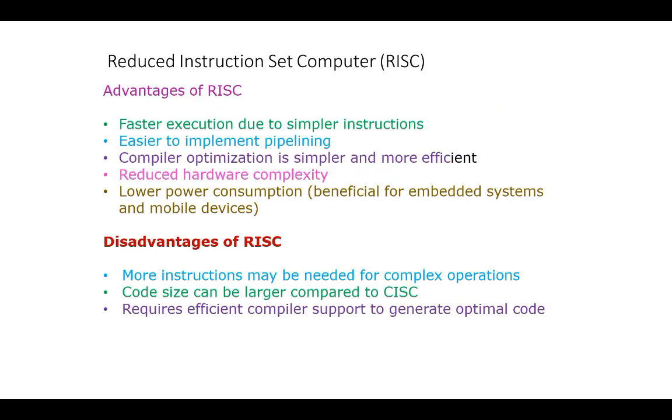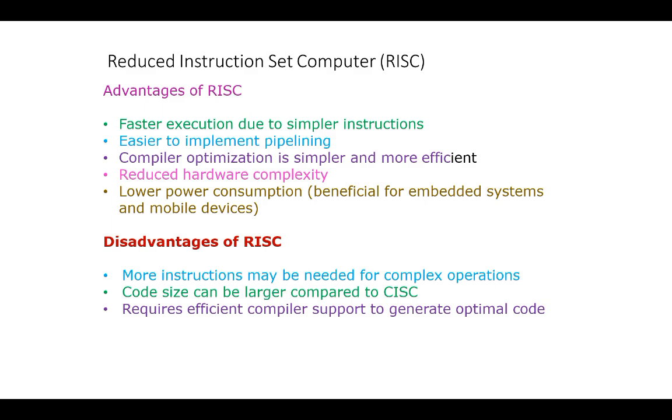These are some of the advantages and disadvantages. Advantages include faster execution, easier pipelining, better compiler optimization, reduced hardware complexity, and low power consumption. As a simple day-to-day example, RISC processors are widely used in smartphones, tablets, IoT devices, and embedded systems.